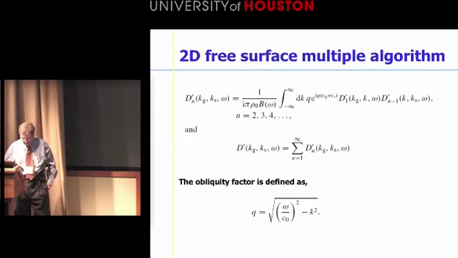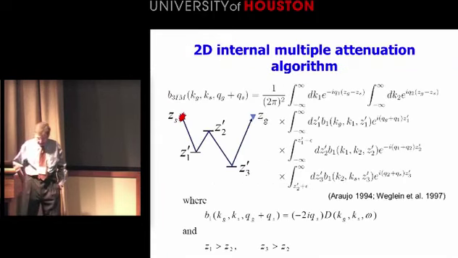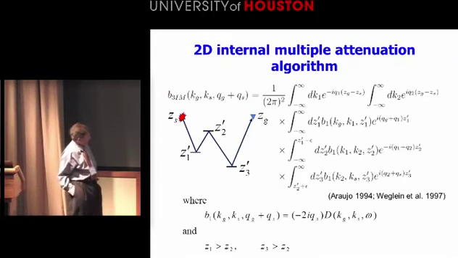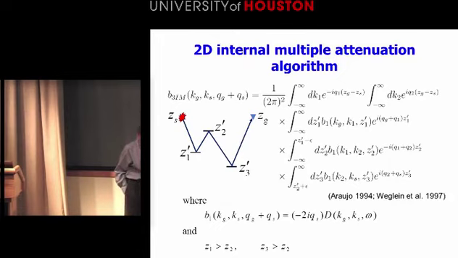But today, this is the Araujo et al. internal multiple code. This is an internal multiple attenuator, not an eliminator. The Cavaglio is an eliminator in principle. This, given all its prerequisites, is not going to eliminate an internal multiple. It's going to reduce the amplitude.